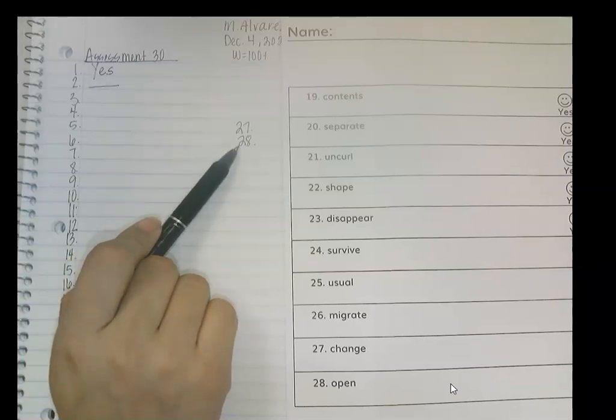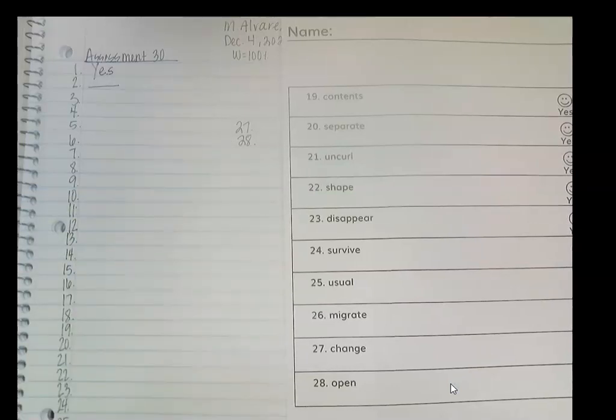28. Open. Did we open the window when it got cold outside? Yeah, it's the word open. Did we open the window when it got cold outside? Did we open the window when it got cold outside?